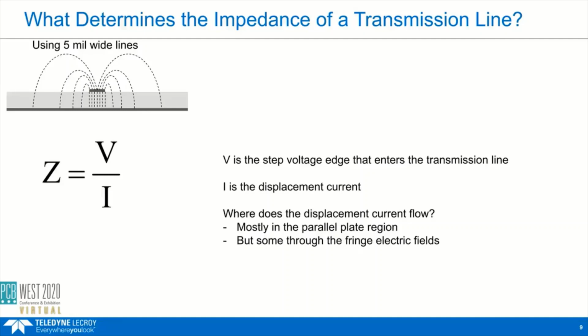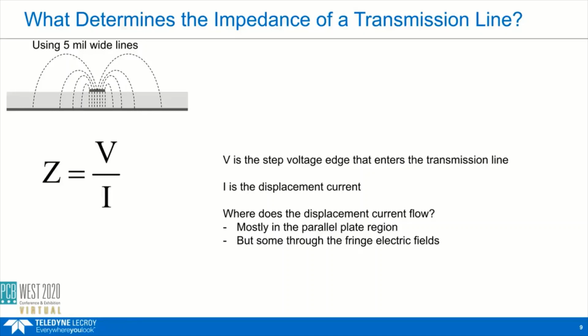And so you can think about it as kind of these two current paths in parallel. They're both contributing to the current between the signal and the return. There's the parallel plate current and the fringe field current. It's their combination that contributes to the current that gives rise to the impedance. The larger the electric fields that extend out there, the larger the current, the lower the impedance.